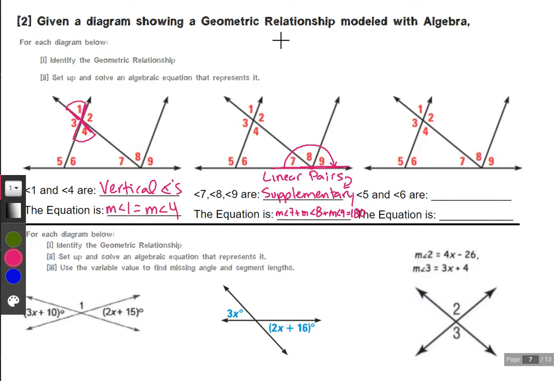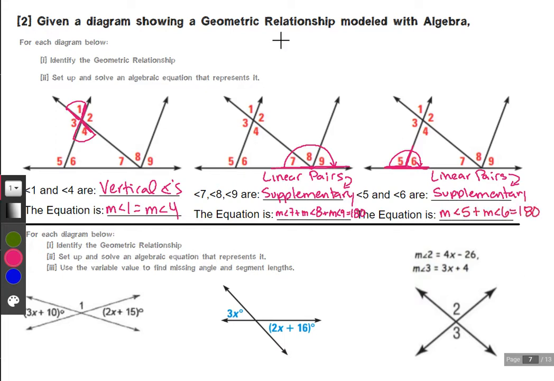Last one, 5 and 6. If we look at 5 and 6, those also form a line. Even though it's only two angles as opposed to the three, this is also still linear pairs. And linear pairs by rule are always supplementary, which means we're going to recycle the same equation. We add together to make 180 degrees. In this case, the measurement of angle 5 plus the measurement of angle 6 equals 180 degrees.